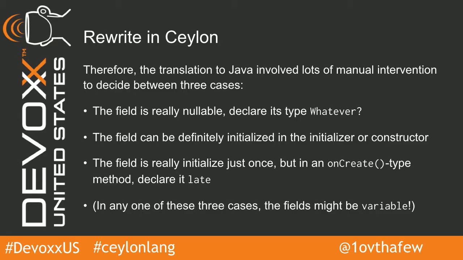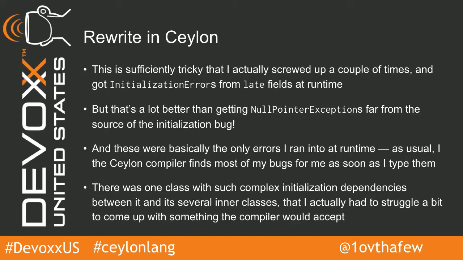So this was, without question, the most difficult part of the rewrite: really understanding the initialization model of this Java class. That's because Java kind of encourages you to play a bit fast and loose with that stuff, and that's a source of bugs in Java. Uninitialized fields are a real source of bugs. All this was sufficiently tricky that I actually screwed up a couple of times, and when I ran the app, I got initialization errors, and ouch, but they were better than tracking down null pointer exceptions.